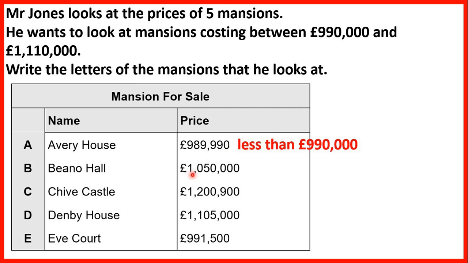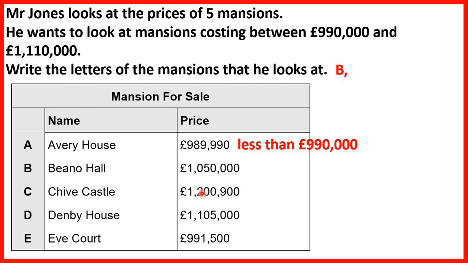But now we have £1,050,000. So Mr. Jones does look at Mansion B. We can tell that that's more than 990,000 because this number only has 6 digits, but this number has 7. But it's still less than £1,110,000 because here we have a 1 in the millions and a 1 in the 100,000s. But here we have a 1 in the millions but a 0 in the 100,000s. So this number is less than this number.